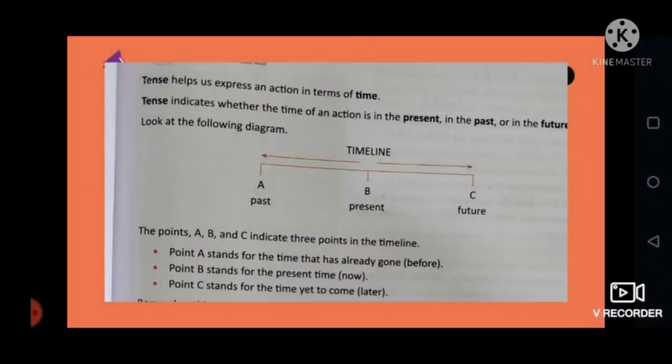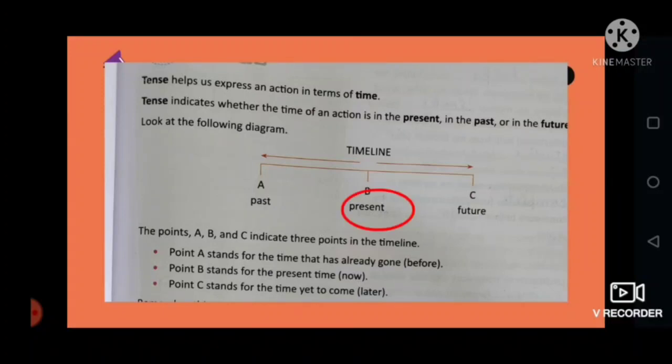We shall learn through this timeline about the tenses. On this timeline you will see three points. Point A indicates the past tense. It means the time that has already gone. It means the work, the action that has taken place before.